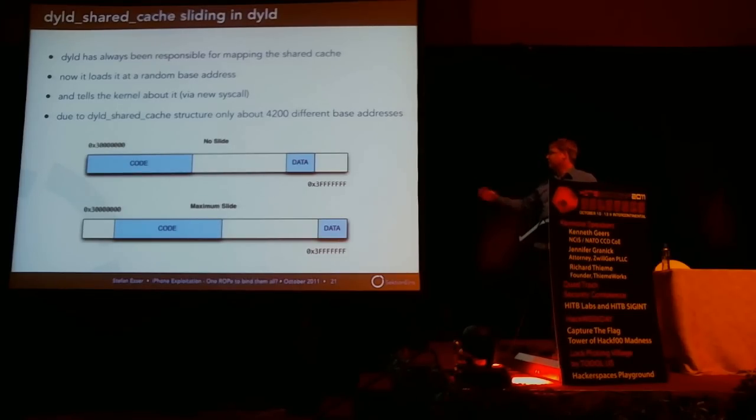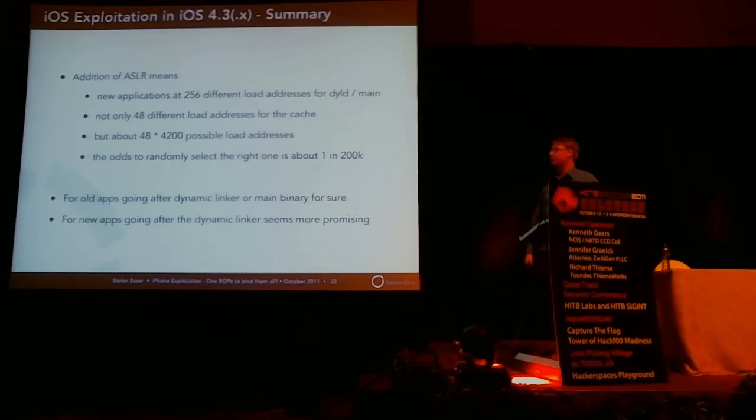Yeah, this is all done by a new syscall. In my last Hack in the Box presentation in Amsterdam, I explained a little bit better how it works, but we don't need it here. The thing is that there are only about 4,200 different base addresses even for the big cache. So in summary, this means the dynamic linker and main binary are only in like 556 different positions if they are moved at all.